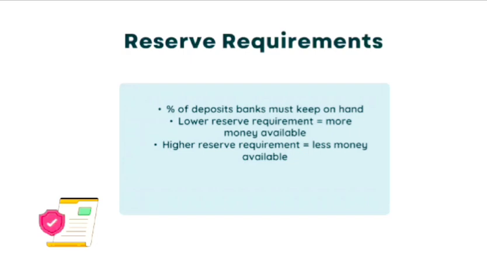The third tool is reserve requirements. This is the percentage of deposits that banks must keep on hand and not loan out. Lowering reserve requirements allows banks to lend more money, increasing the money supply. Raising them restricts lending, tightening the money supply.